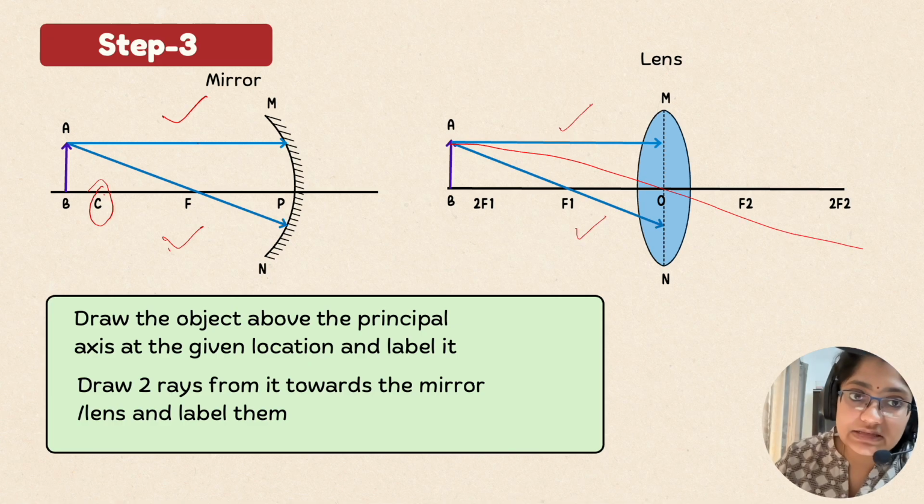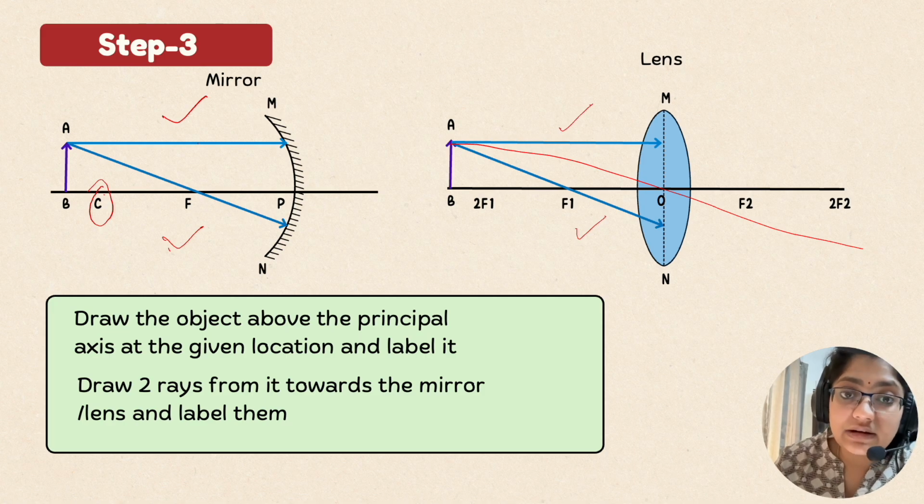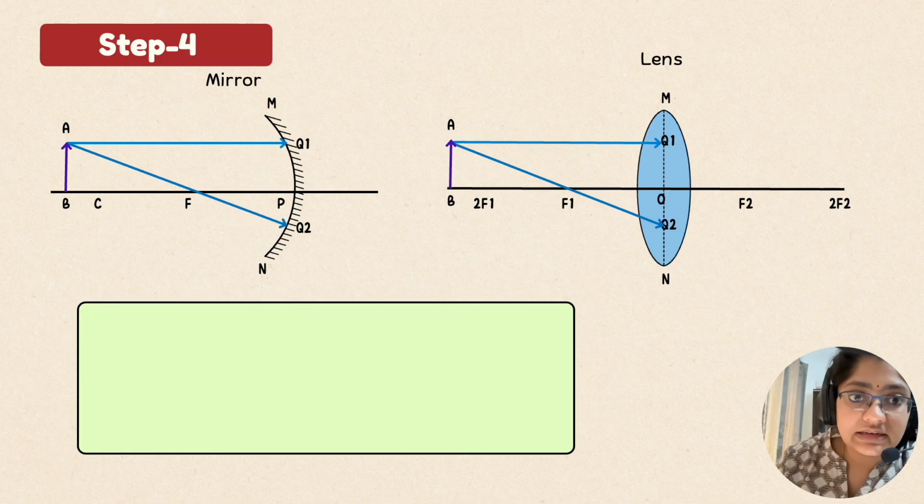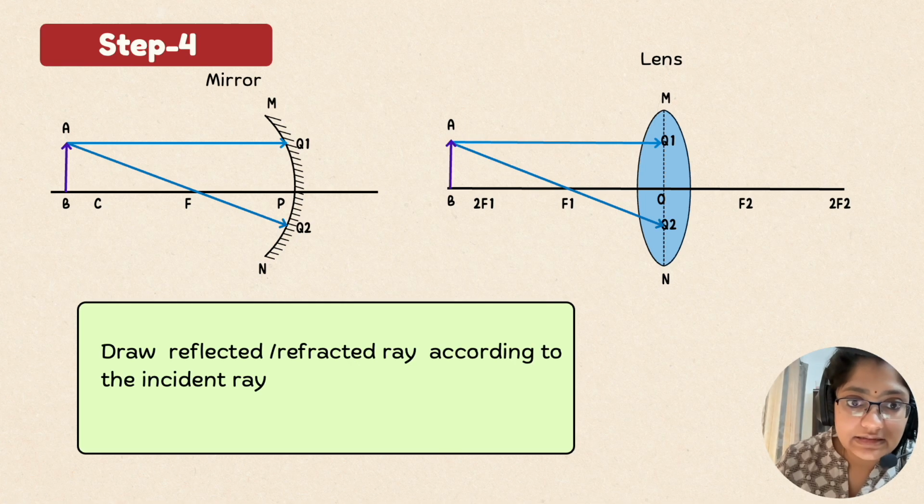Once you have drawn these two rays, the next step is to write the labels on the mirror and lens. Do not forget this. This is where you lose half your marks. And once you have labeled them, the next step is to draw the reflected or refracted rays. Now, how do you draw the reflected or refracted rays?